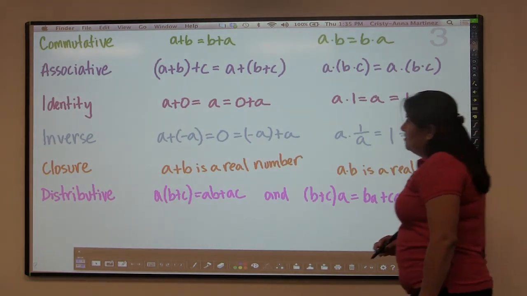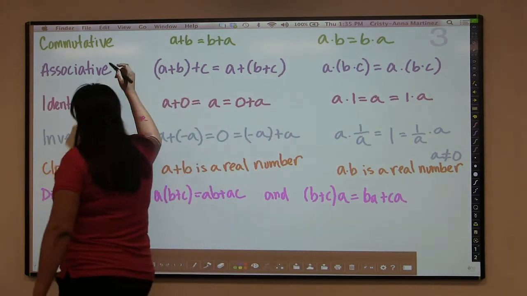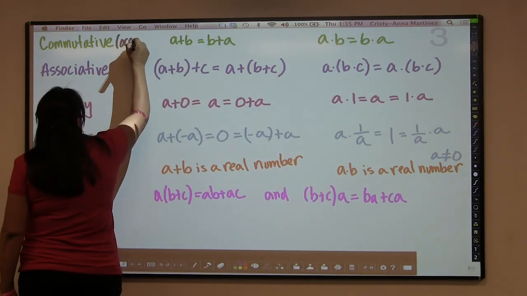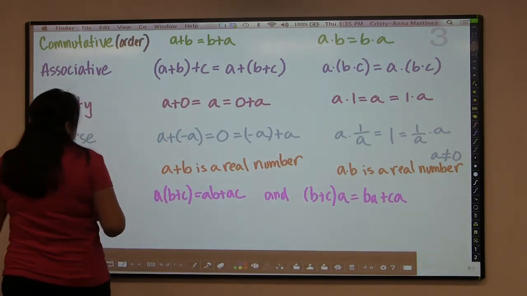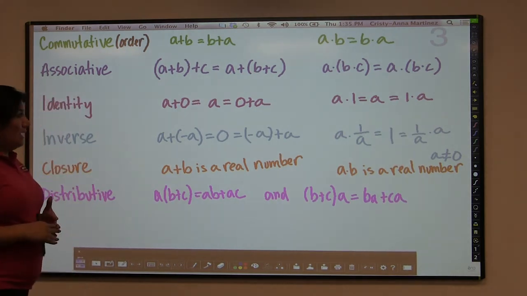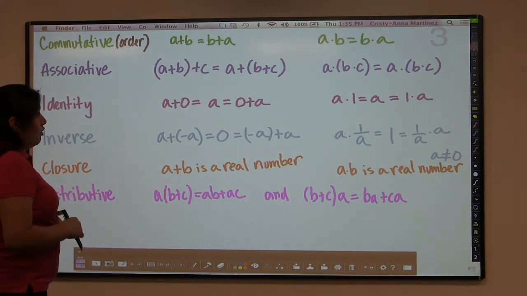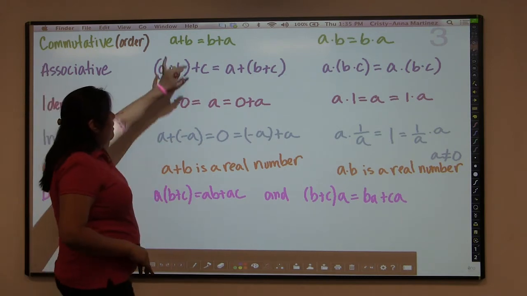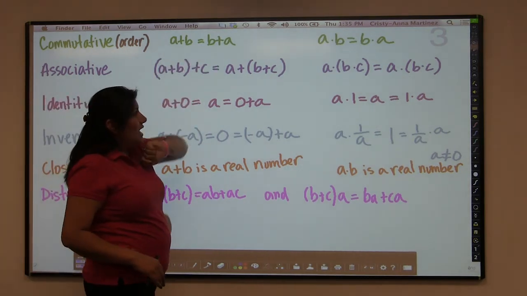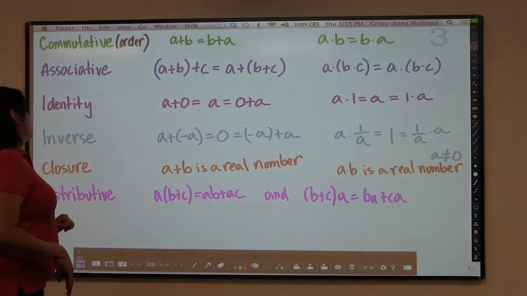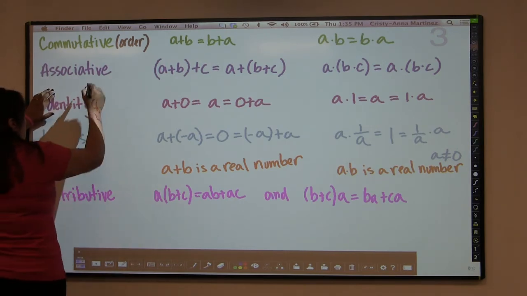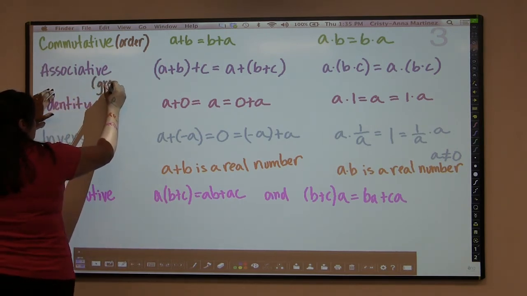And what I will tell you about the commutative property is it's all about order. When you think about commutative, you want to think about order. It doesn't matter which order you add and subtract in, or what order you multiply in. So here we go, A plus B, same thing as B plus A, A times B, same thing as B times A. Then you have the associative property, and the associative property is all about grouping.